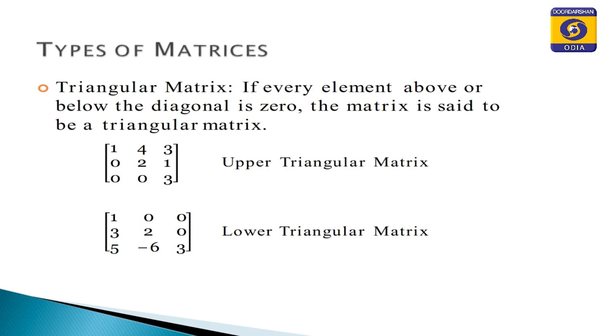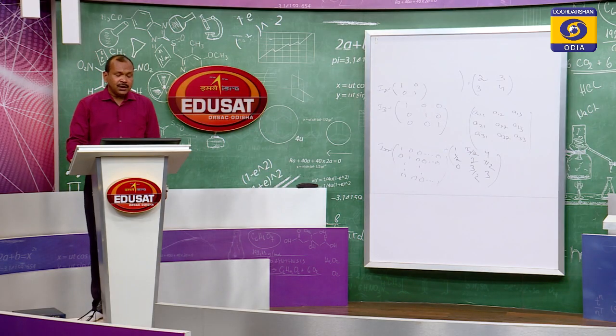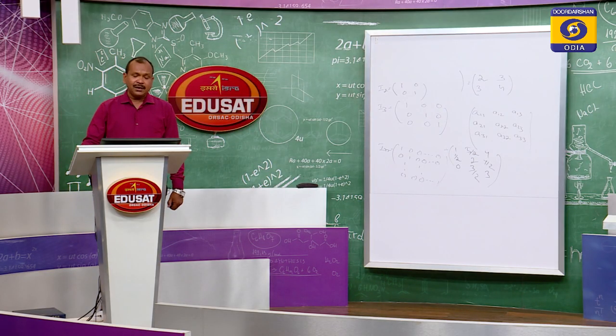Similarly, in a square matrix, if the leading diagonal elements and the elements below the leading diagonal are non-zero and other elements are 0, it is known as a lower triangular matrix. This is an example of an upper triangular matrix and this is an example of a lower triangular matrix. Next is what is a strictly upper triangular matrix and a strictly lower triangular matrix.